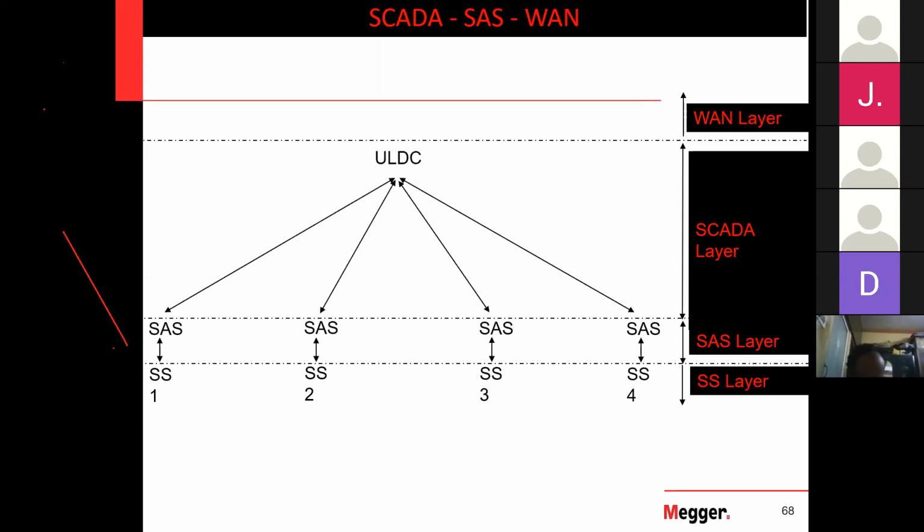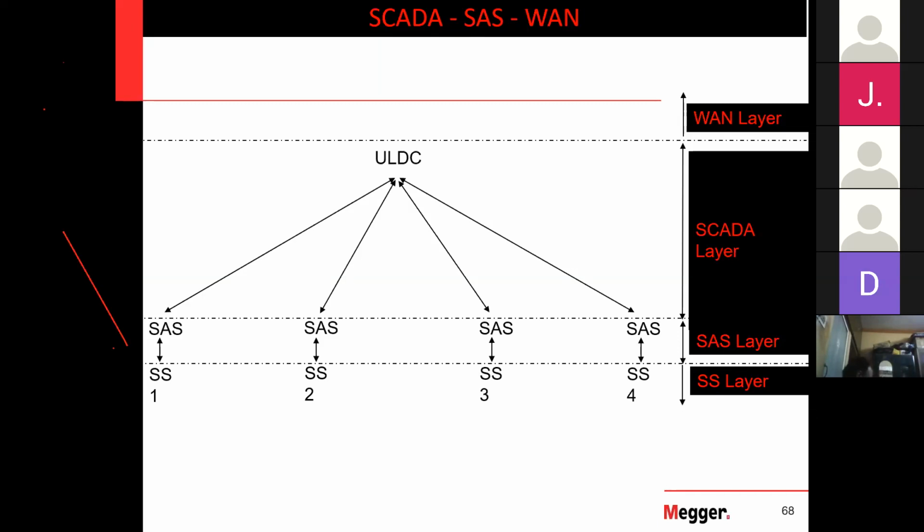So ULDC stands for Unified Load Dispatch Center. From LDC, it also goes to the National Control Center, which is located in Bombay or Delhi. Each region has a LDC, SLDC, WLDC, NLDC, Northern Region Load Dispatch Center, like this, and these all will merge in one dispatch center. So that is called as wide area networking, WAN layer.